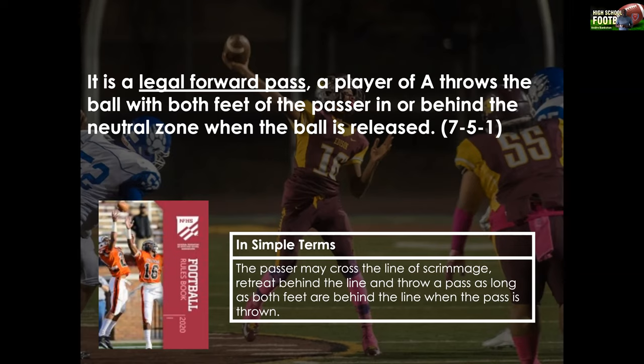All right? I can run, I can scramble to my left, scramble to my right, I can cross the line of scrimmage, I can scramble back, and I can still throw a forward pass as long as when I release the ball, I'm in or behind the neutral zone. All right? So if I ever ask you that question, you know the answer. Yes, it is legal. All right, that's enough on my soapbox.